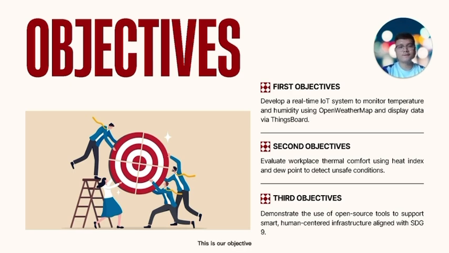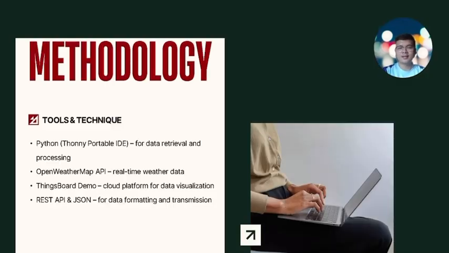This is our objective. The first objective is to develop a real-time IoT system to monitor temperature and humidity using Open Weather Map and display the data via ThingsBoard. The second is to evaluate workplace thermal comfort using heat index and also dew point to detect unsafe conditions. And finally, our third objective is to demonstrate the use of open source tools to support smart human-centered infrastructure aligned with SDG number 9.